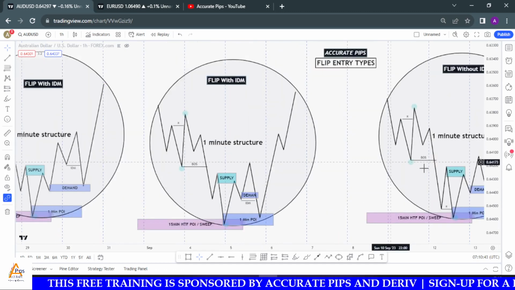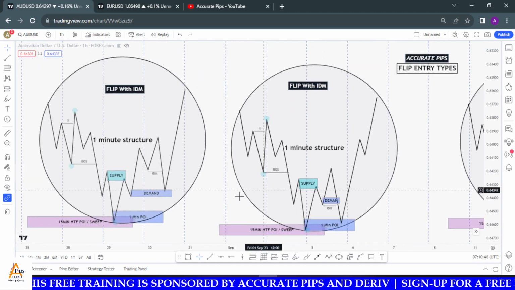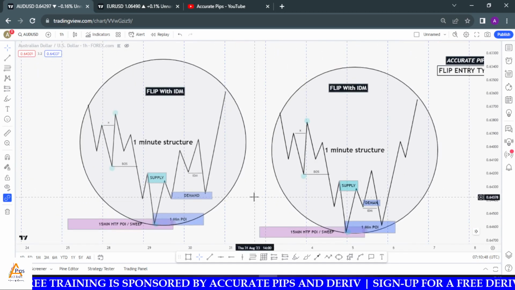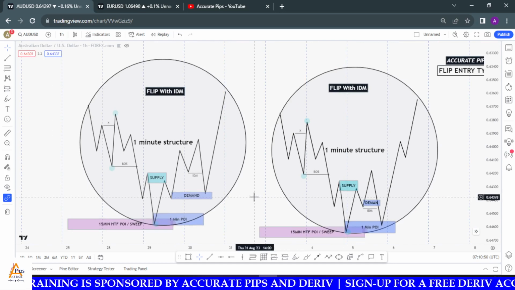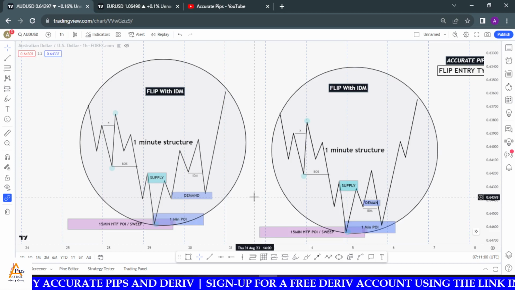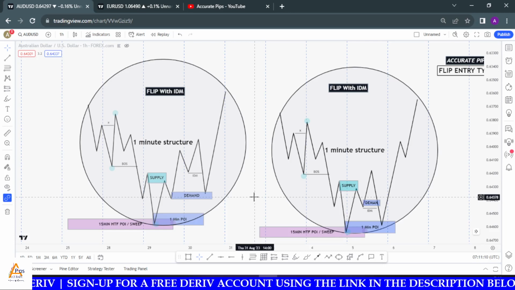Okay, that is the difference between looking for inducement before an entry and making an entry without looking for inducement. That is direct entry without inducement. This is the difference between entries with inducement and entries without inducement. Whether it is a chalk or a flip, it is the same thing you need to consider. It is the same criteria we are looking at.